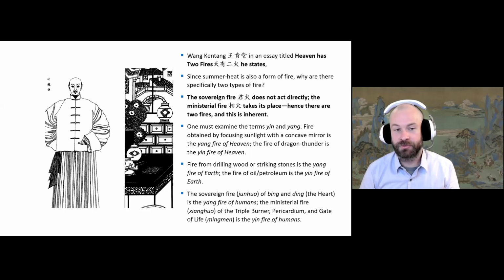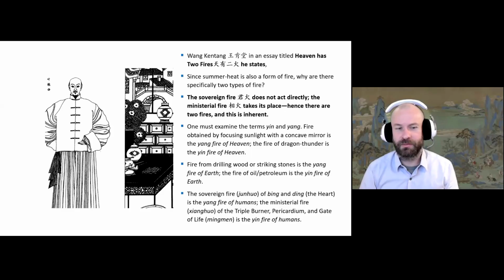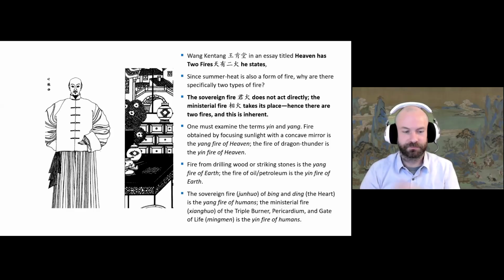The sovereign fire of Junho, of the Bing and Ding, the heart, is the yang fire of humans. The ministerial fire of Shangho, of the triple burner and pericardium. The Bing is, I think, small intestine, and Ding is the heart, yeah. And triple burner and pericardium and gate of life, Ming Men, is the yin fire of humans as well. So I'd never heard of anything like that about why we might have a yin fire, but I thought that was really, really interesting.